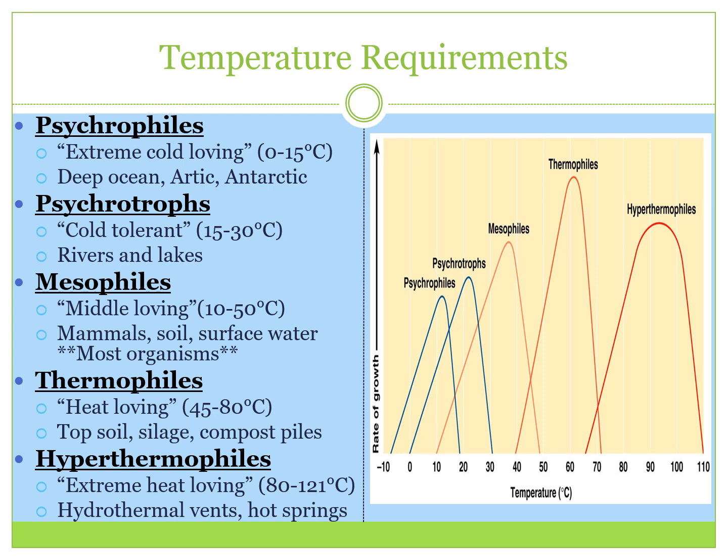Thermophiles are going to be heat loving, but not the extreme heat. They can live in topsoil, silage, and compost piles because that is going to produce a lot of heat. And then hyperthermophiles. These are going to be the extremely heat-loving microbes, where you're going to find these organisms near volcano vents or hydrothermal vents in the ocean, as well as hot springs.